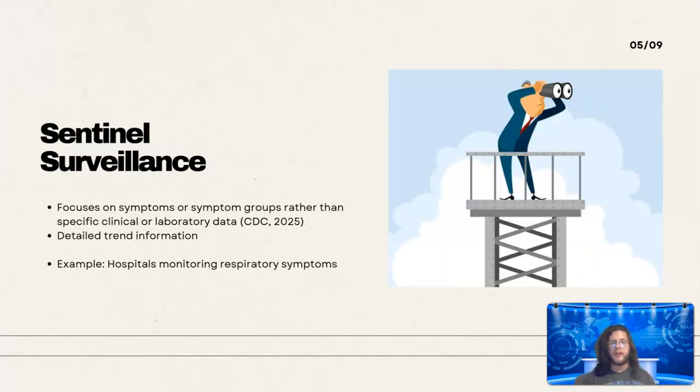Sentinel surveillance focuses on symptoms or symptom groups rather than specific clinical or lab data. This could be monitoring for symptoms of the flu, such as fever or vomiting, as well as respiratory issues such as coughing or wheezing, rather than looking at specifically positive clinical or laboratory testing.